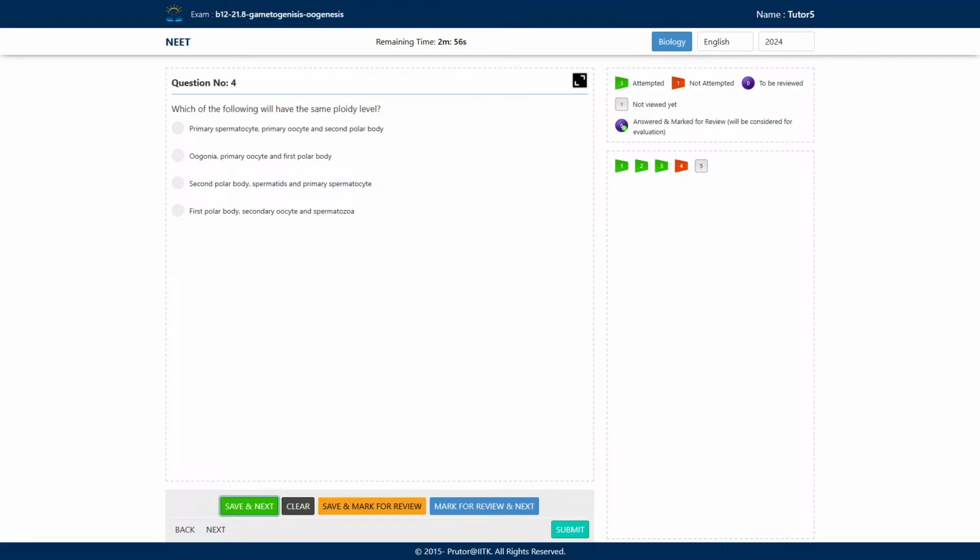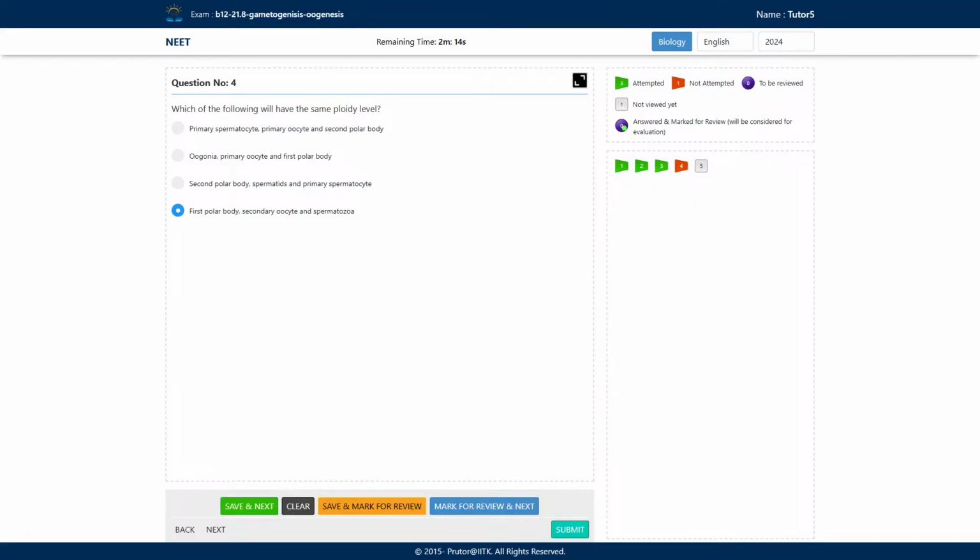The next question: which of the following have the same ploidy level, means which of the following have the same number of chromosomes. So these are the options A, B, C, D. You have to choose the correct answer. Okay, so here the correct answer will be the fourth.